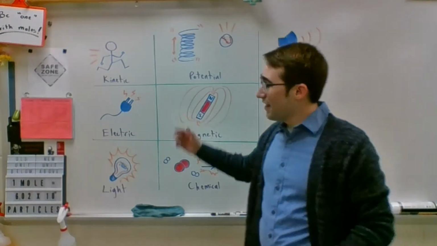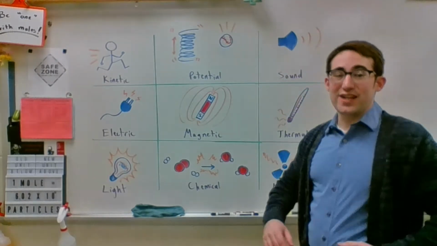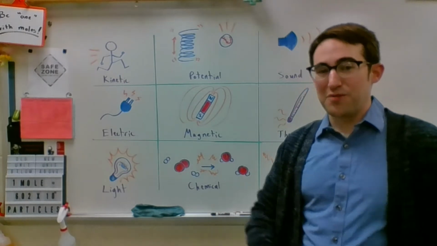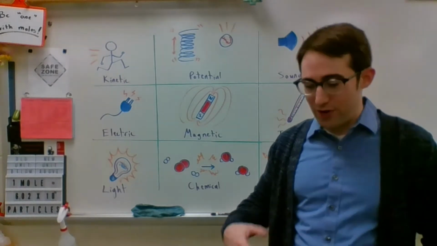Electric energy is essentially the energy of electricity. It's the energy of electrons moving, typically through a metal, usually a wire, something like copper or aluminum.